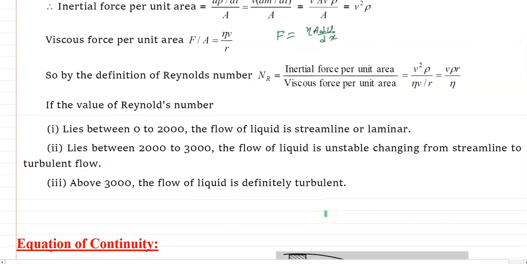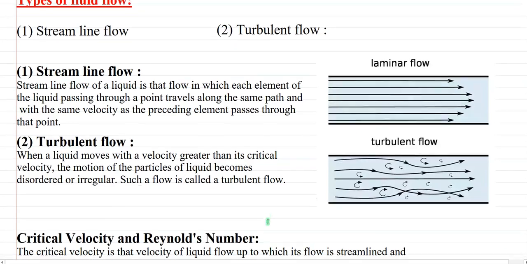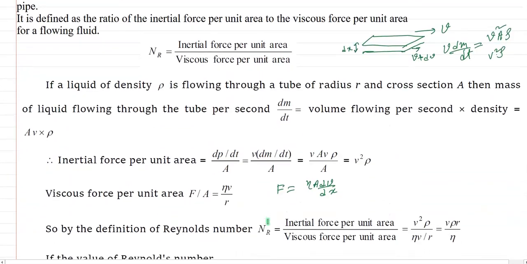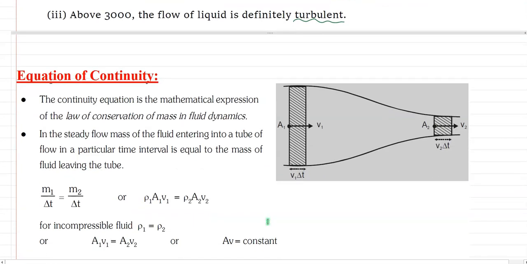If the Reynolds number is 0 to 2000, then the flow is called streamline motion. If the Reynolds number is between 2000 and 3000, this flow is called unstable or changing, okay, from streamline to turbulent flow. Above 3000, the liquid flow is completely turbulent. So Reynolds number is the number which can define whether the flow is turbulent or streamline.